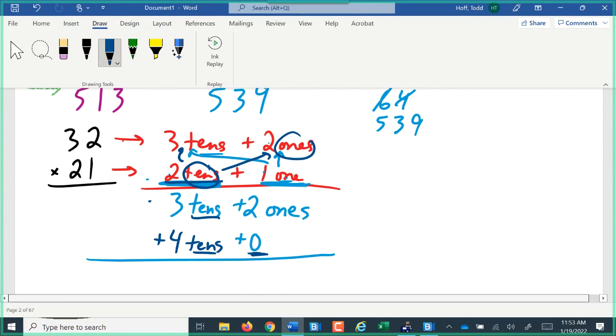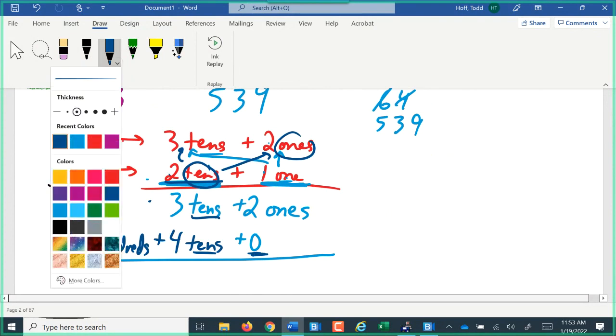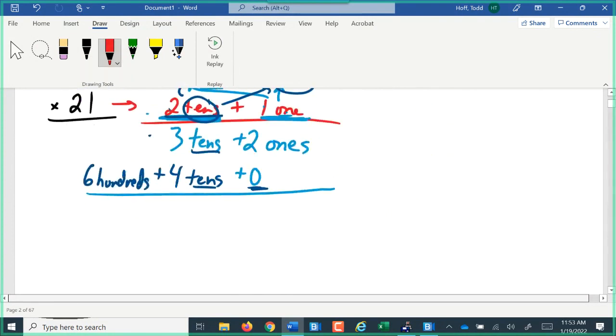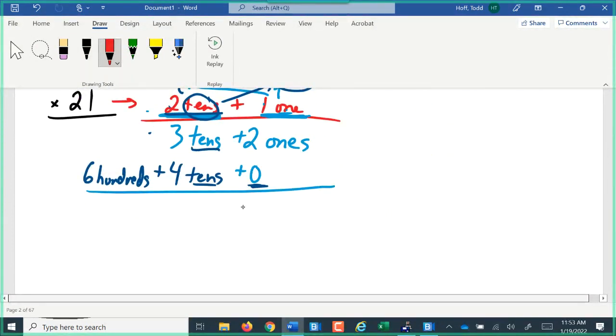2 tens times 3 tens. 2 times 3 is 6. 10s times 10s is hundreds. And now we can combine like place values. 2 is only 2 ones, 3 tens and 4 tens make 7 tens, and then 600, so 672.